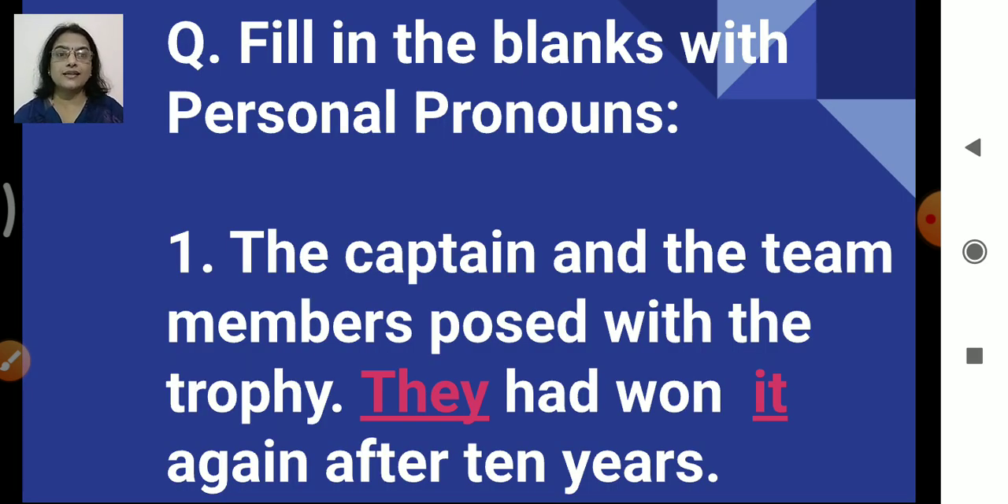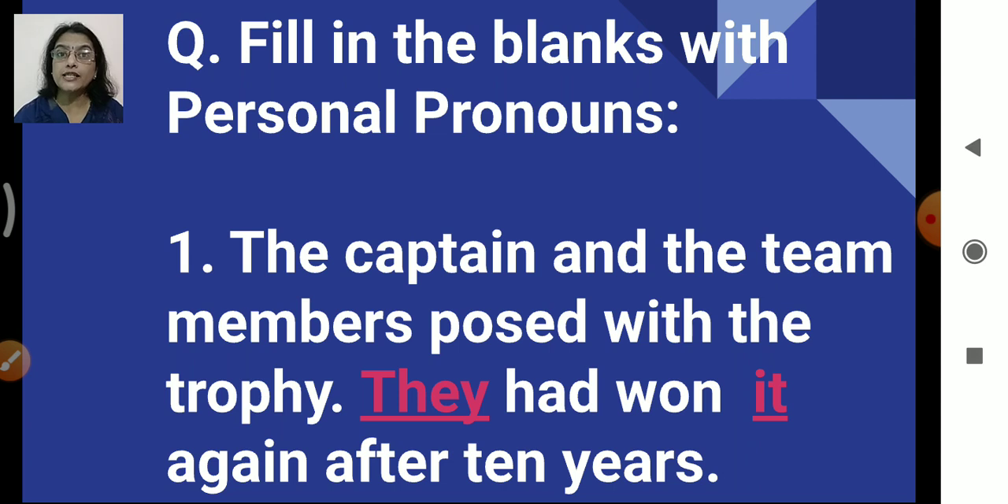Now let's solve this exercise. Fill in the blanks with personal pronouns. Here you can see the first one, it is there in your book. The captain and the team members posed with the trophy. Then they had won it again after 10 years. Now why are they and it used here? If you see the sentence, the captain and the team members posed with the trophy, someone is speaking, right? But about whom? About the captain and the team.